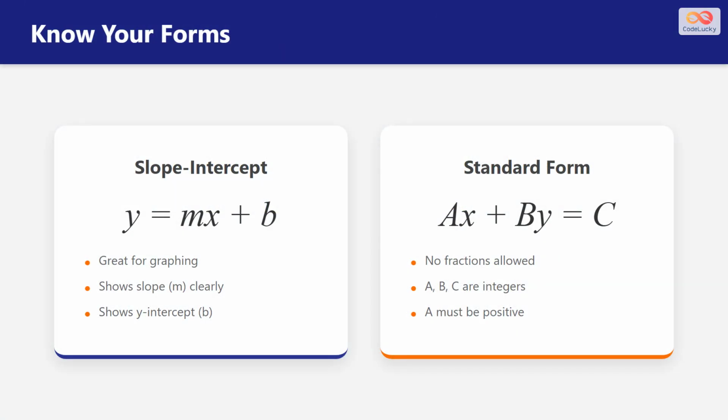First, let's look at the difference between the two. On the left, we have slope-intercept form, y equals mx plus b. This is great for graphing because it shows us the slope and y-intercept immediately. On the right is standard form, ax plus by equals c. In this form, we strictly use integers, meaning no fractions or decimals, and the first number, a, must always be positive.